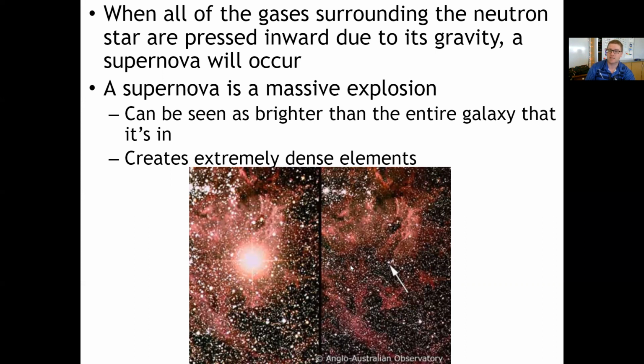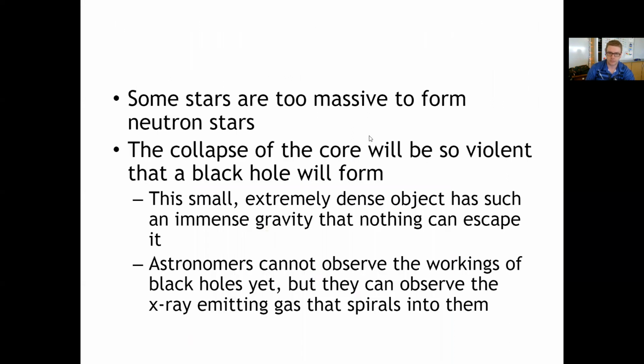In this picture, the side by side is a very rare picture where we actually have a before supernova, which this arrow was pointing to, and then during the supernova, which is in the left-hand side picture there. So it's very, very rare to have that.